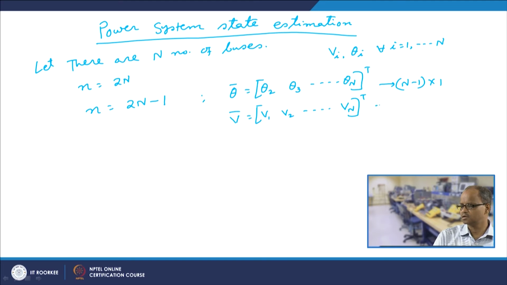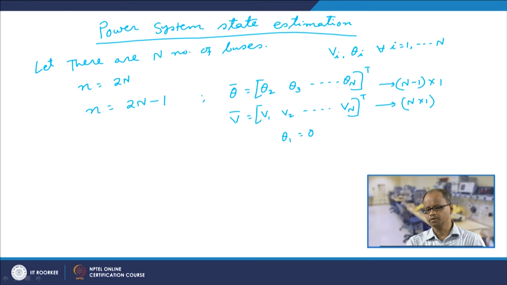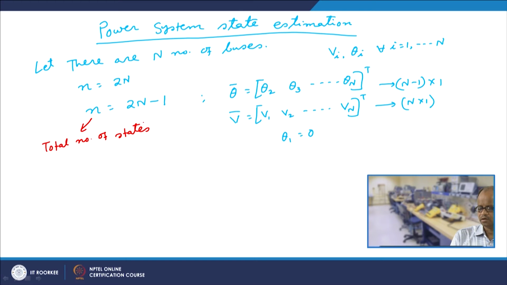So, this is an n cross 1 vector. We take theta 1 equal to 0. So, this is n minus 1, this is n. So, we have the total number of states to be estimated.